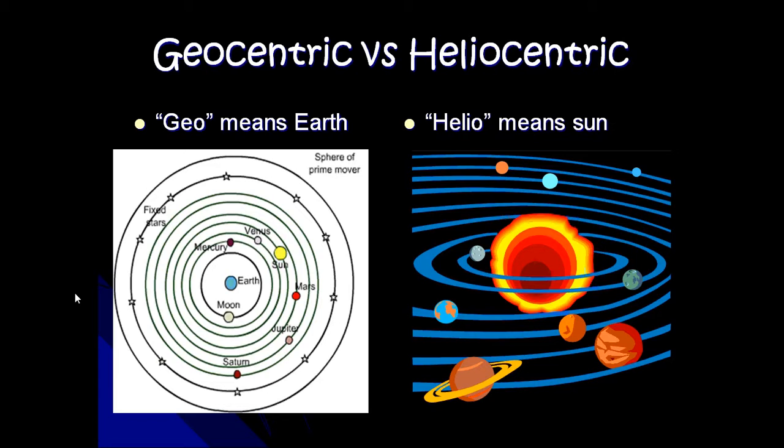Now, it's going to be reiterated and stated several times, but the geocentric model refers to the concept of the Earth being the center of the universe, whereas the heliocentric model refers to the belief that the sun was the center of the solar system, so to speak. So, let's begin.